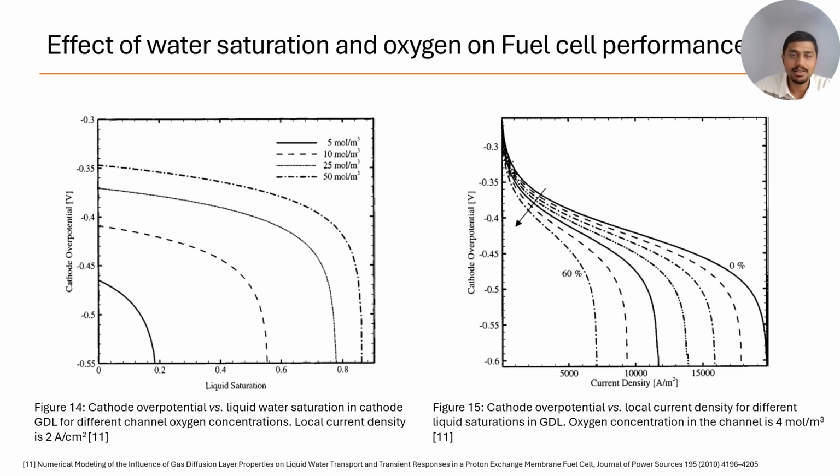Moving on, the second graph shows, while keeping the oxygen concentration constant, how varying the liquid saturation over the GDL would affect performance. You can see that with increased liquid saturation, even a slight change in current density makes the cathode overpotential, or the fuel cell performance, drastically go down. This means the water management in the gas diffusion layer is very crucial for fuel cell performance.